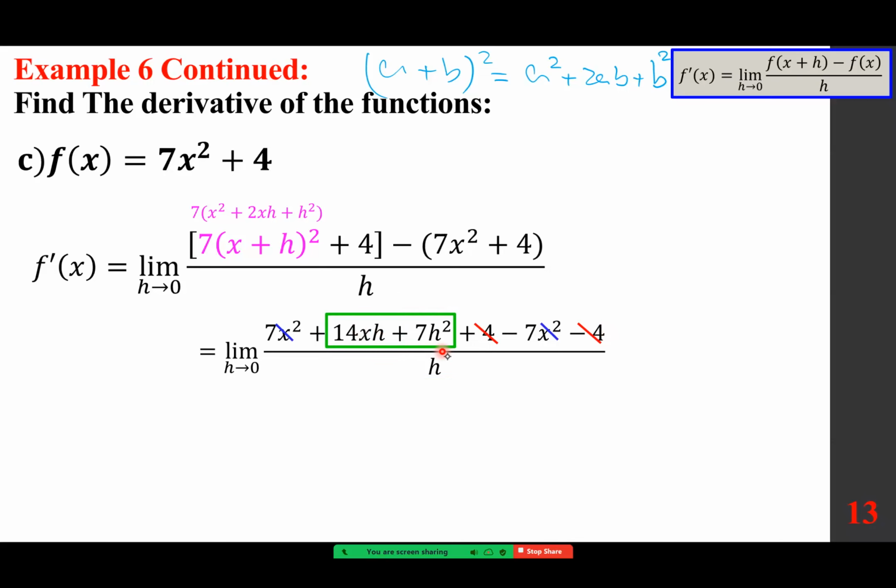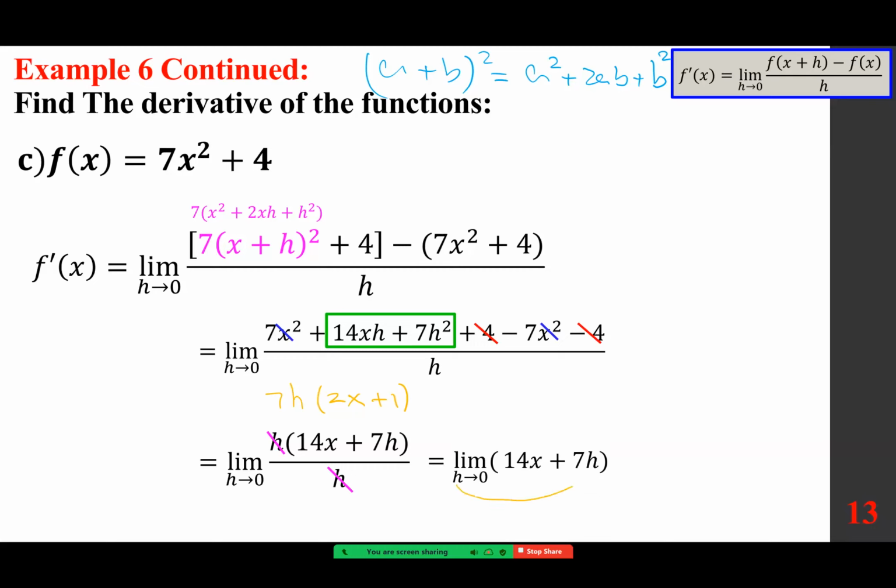As you can see, we can take out 7h as a common factor, but I'm just interested in h. I want to get rid of the h. So I'm going to take out the h only. Again, I want to make sure that everybody knows that the proper form of factoring would take out 7h, but I just want to get rid of the h, as I mentioned. And now, when you replace the h with 0, you're left with the final answer, 14x.